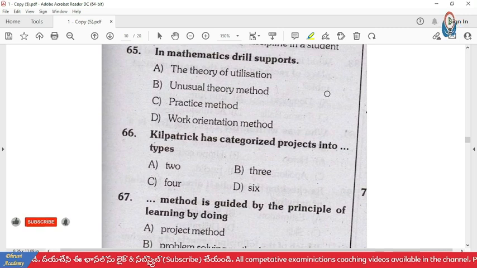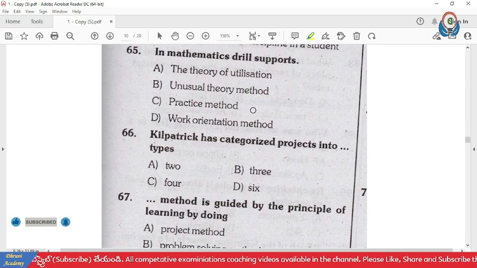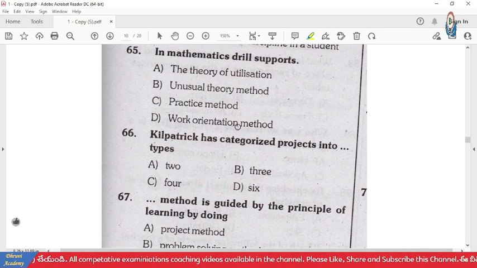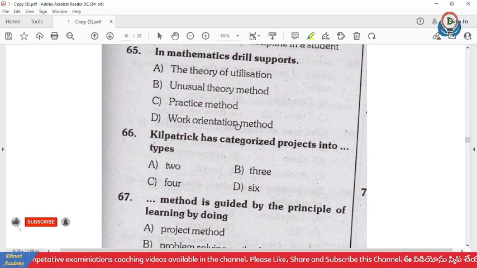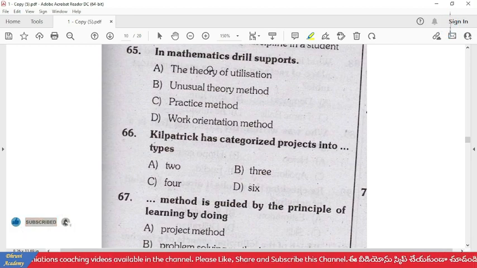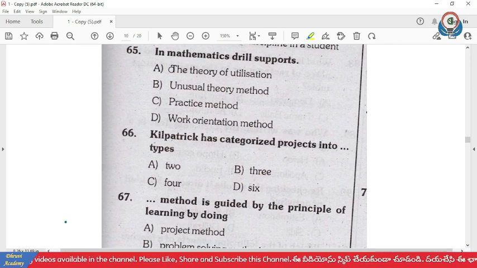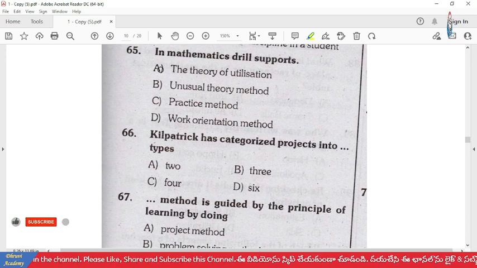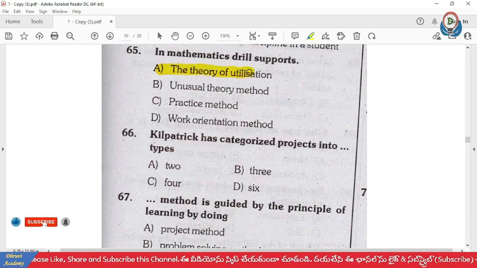Mathematics drill supports the theory of utilization. B. It's an unusual theory method. C. It's a practice method. D. Work orientation method. Which are they saying the mathematics drill supports? Its answer is A. The theory of utilization.